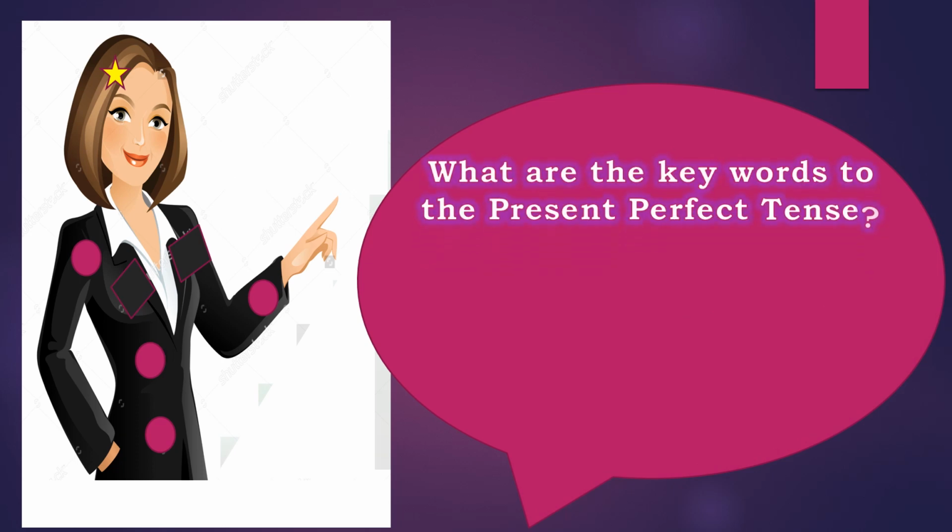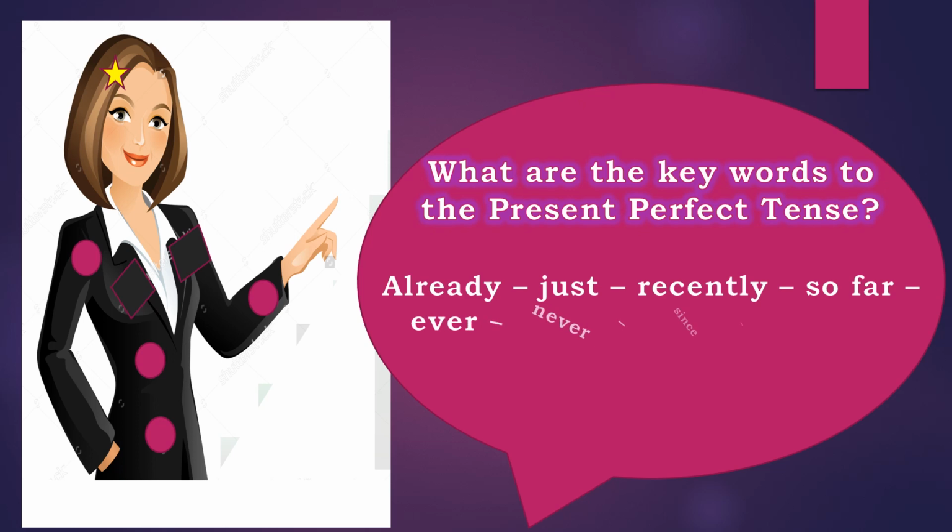What are the key words to the present perfect tense? As we mentioned before, there are a few words that help us use the present perfect tense or make us expect to see the present perfect tense if we are reading. So the words here are already, just, recently, so far, ever, never, since, for, and yet.